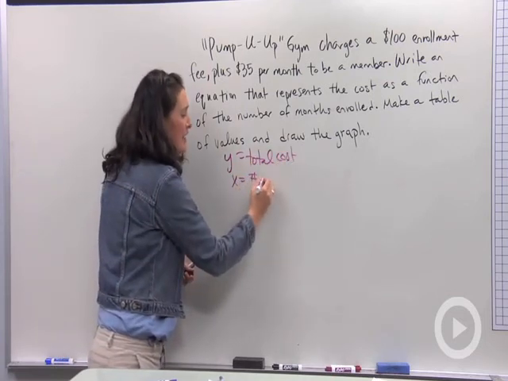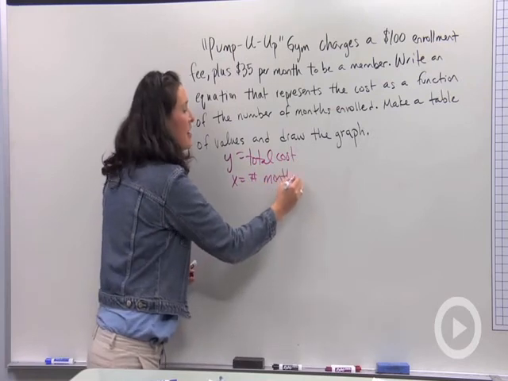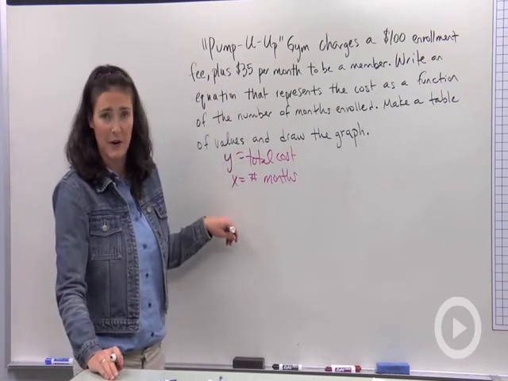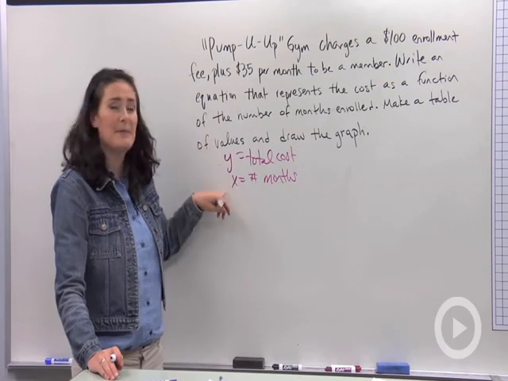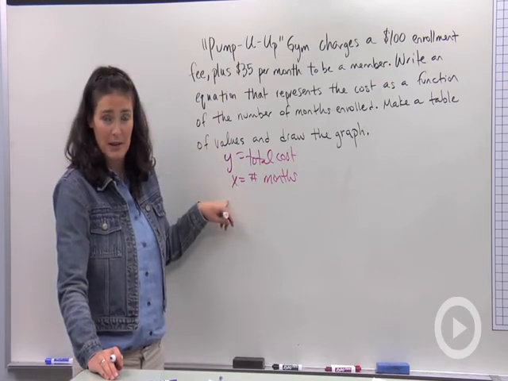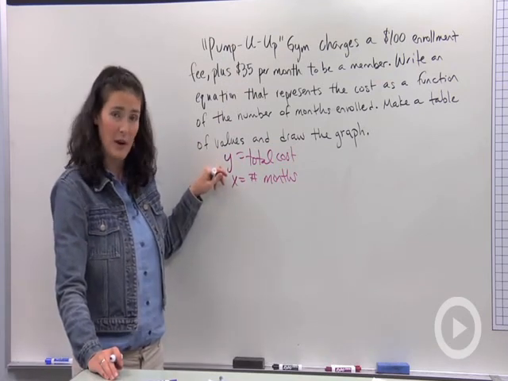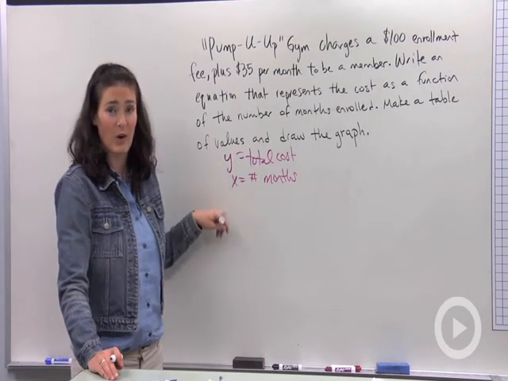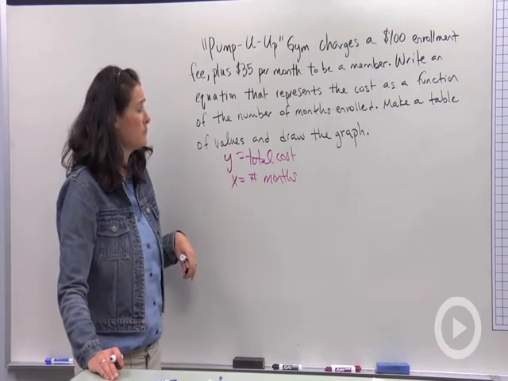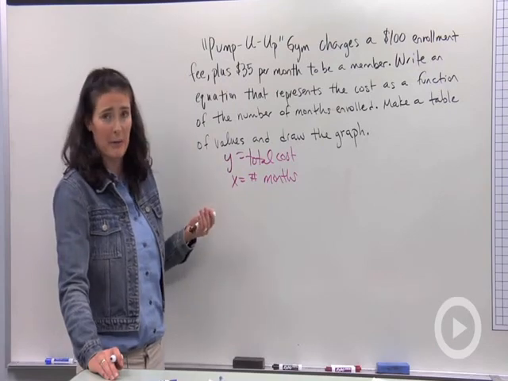The reason why I did that is because I noticed that number of months is the independent variable. How much I pay depends on how many months I'm enrolled. Y is always the dependent variable, x is always the independent variable. Once I know that, let's think about how much you pay.